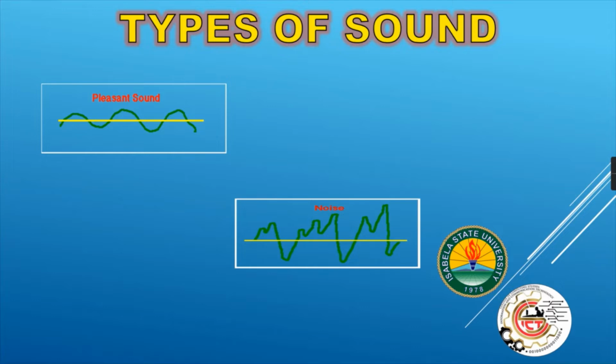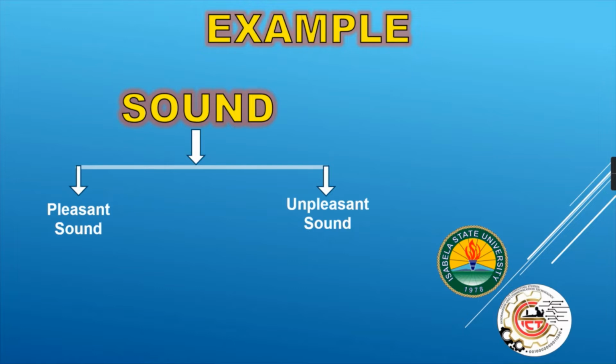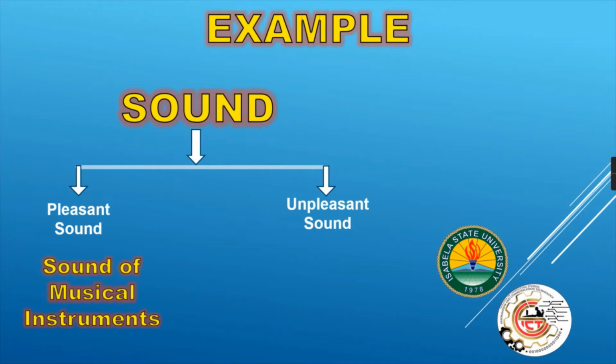A pleasant sound has a regular wave pattern. The pattern is repeated over and over. But the waves of noise are irregular. They do not have a repeated pattern. Example of pleasant sound: the sound of musical instruments. Example of unpleasant sound: the sound of bus horns.